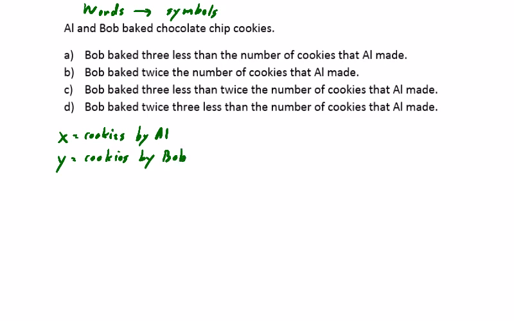Now let's analyze the first statement. Bob baked 3 less than the number of cookies that Al made. The number of cookies that Al made is all represented by the symbol X. Bob baked, that would be the symbol Y. The only thing left to figure out is what is meant by 3 less than.